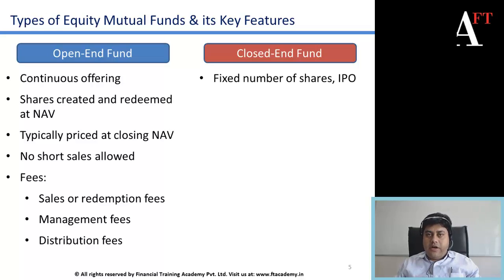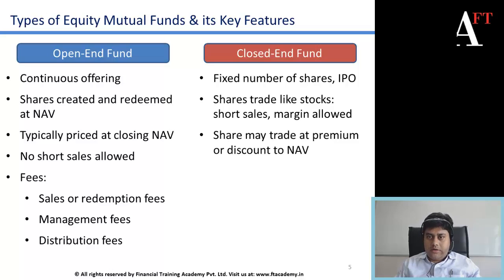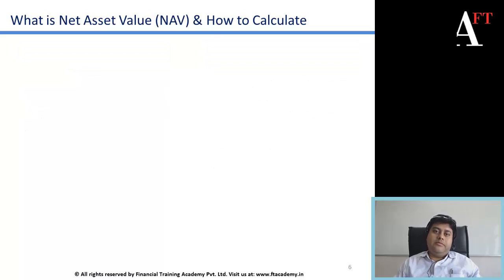Against this, a closed-end fund has a fixed number of shares only. It is normally issued in the form of an IPO, an initial public offering. These shares or units of the closed-ended mutual fund trade like stocks in the market, and hence an investor can short sell them, and margin buying is also allowed. These shares may trade at a slight premium or discount to the underlying NAV. There would be bid-ask spreads because they are traded in the secondary market, and there are normal management fees applicable.